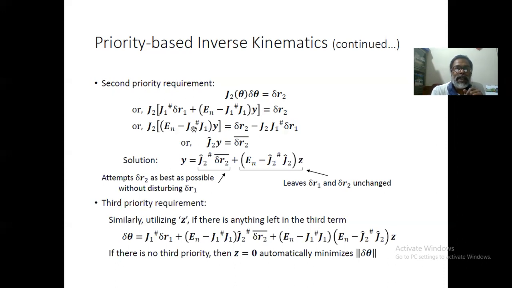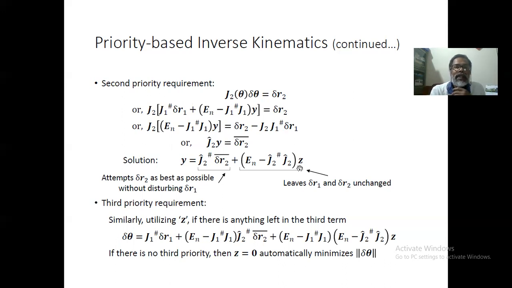It is left this. Now this J2 times this projection matrix we call J2 hat, and this whole thing on this side we call delta R2 bar. And then solve this system. Now again, here Y will be J2 hat pseudo inverse into delta R2 bar, plus something in this fellow's redundant space, which would be similarly En minus this fellow hash into this fellow into some Z.